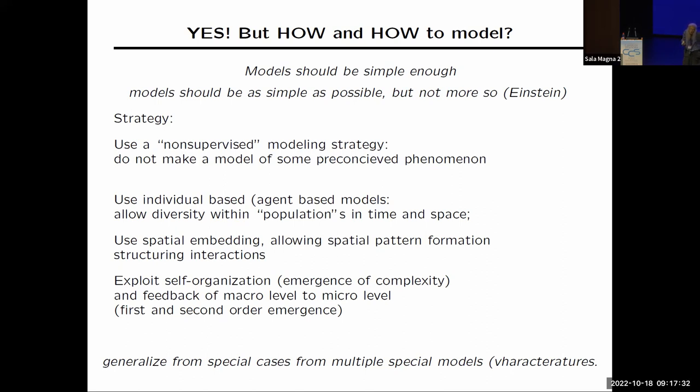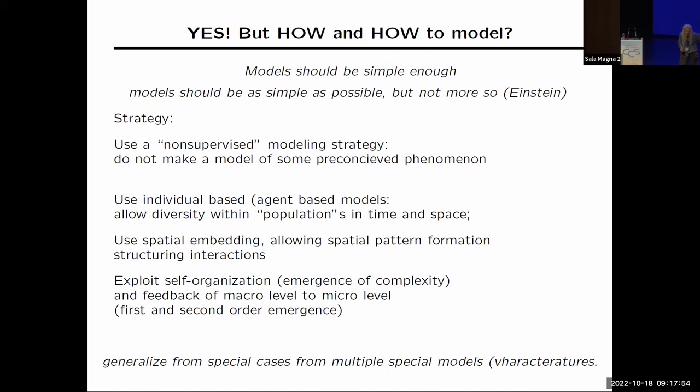So, in the non-supervised approach, we also try to avoid having an external fitness criterion, and so we are trying to model what Darwin called natural selection as opposed to artificial selection, as in breeding programs that he was very well aware of.